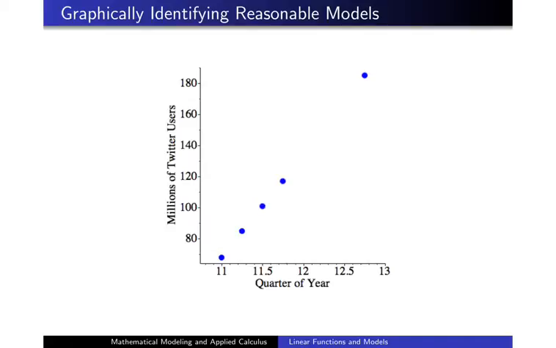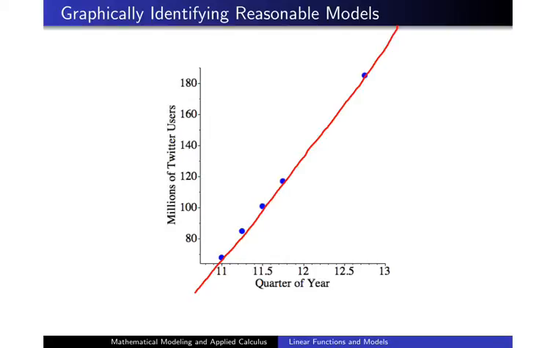So our first line of defense in deciding whether a model is reasonable for a data set is graphically. Do these points exhibit a linear pattern? Do they look like they fall on a line? If we just quickly sketch in a line, it seems like we're capturing the trend of the data. And so a linear model seems reasonable.